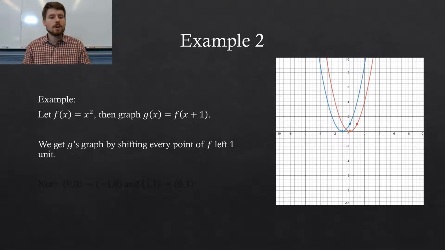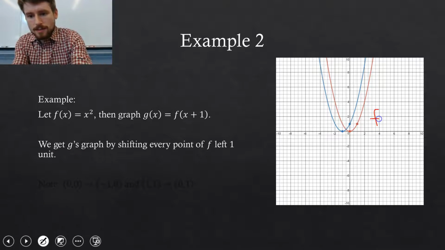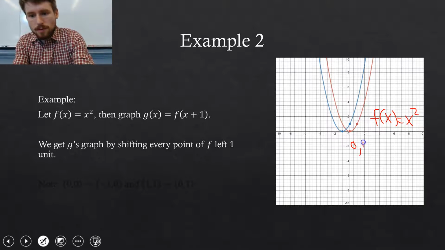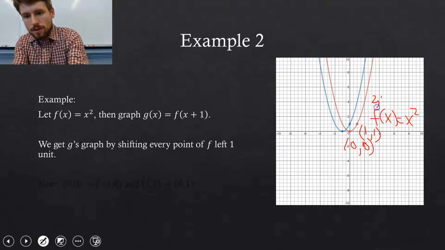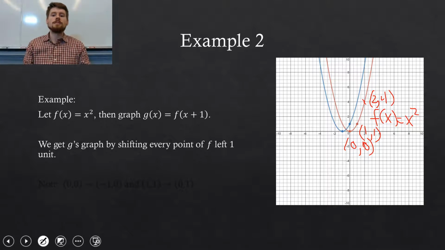So how do you get g's graph? Well, you're going to take the graph of f of x, which is x squared, and move everything left 1 unit. All right, so here's our function, f of x equals x squared, and it's got those key points we know about, 0, 0 in this case, and 1, 1, and even the point up here, 2, 4. I didn't plot it, but it's right there. And so we take all those points and we take away 1 from their x values. So we're subtracting 1 from all of their x values in this case.